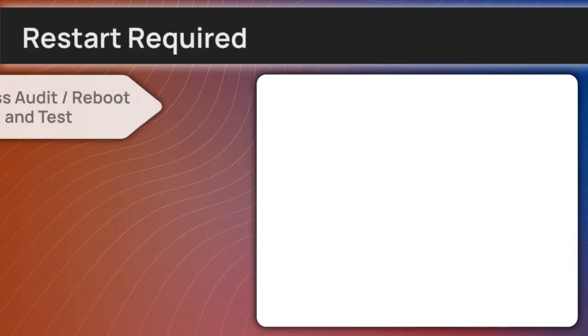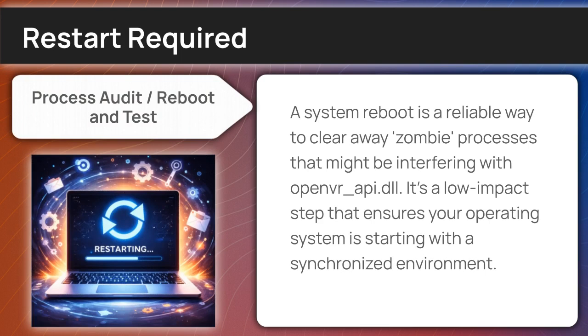Performing a restart can determine if the error is just a transient environment glitch. A reboot refreshes your system's path variables and can sometimes re-establish a broken link to the OpenVR API file.